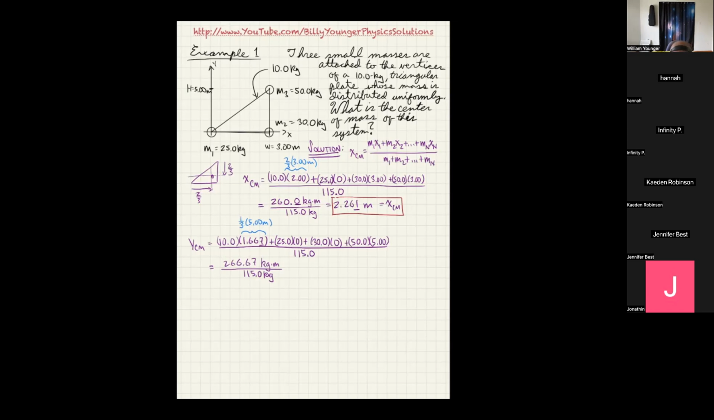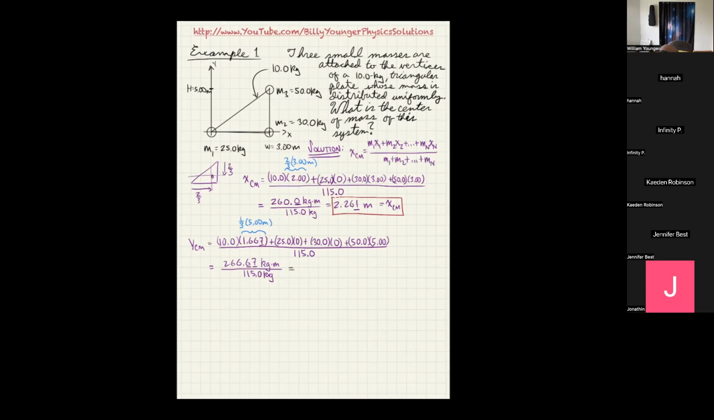Using 3 sig figs means I only get 1 decimal place. The 25.0 times 0 gives me nothing. The 30.0 times 0 gives me nothing. But the 50 times 5 gives me 250. And that's 3 sig figs times 3 sig figs, so that's really only to the ones place. So both of these decimal places are not sig figs in this one.